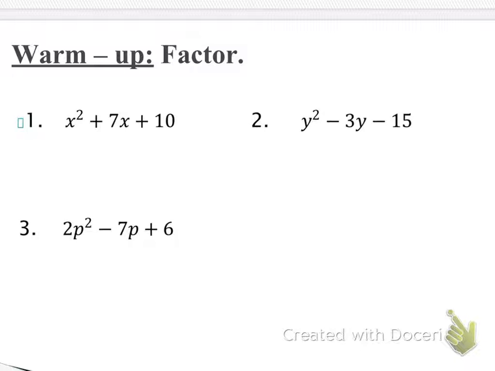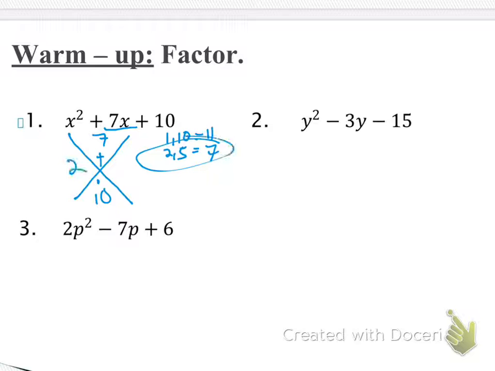Our first one we see is a polynomial that has a coefficient of 1 for its leading coefficient. So we know we're able to do it like this. It adds to the middle term 7, multiplies to 10, and we can list out the factors 1 and 10, 2 and 5, and that's all we have. So the ones that add to 7 are 2 and 5. And so we know that this has to be 2, this must be 5.